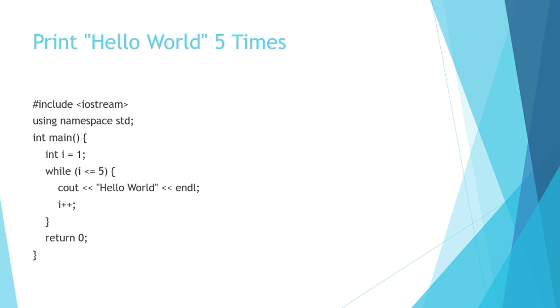Print hello world 5 times. The variable i is declared as an integer, int, and initialized with the value 1. This will be used as the loop counter. while i is less than or equal to 5.